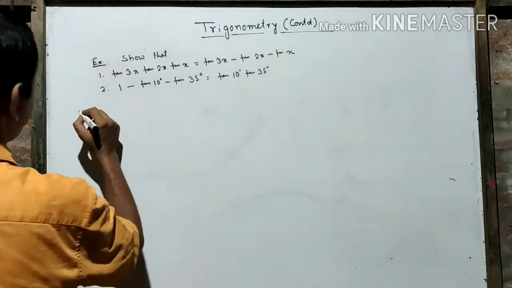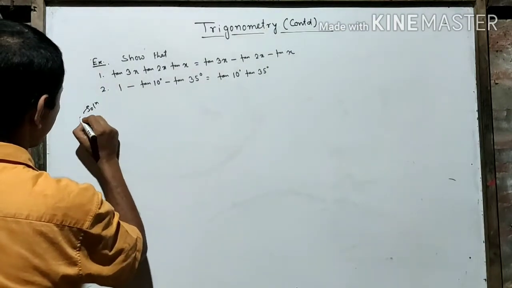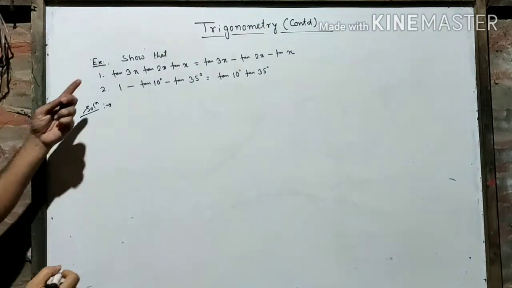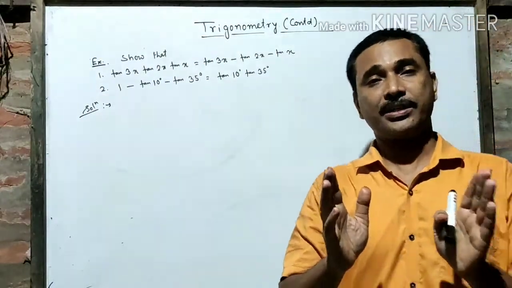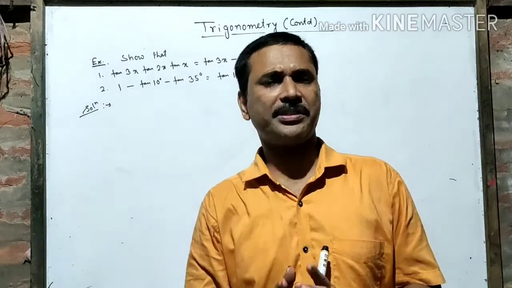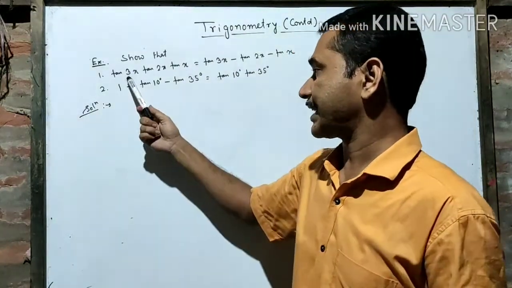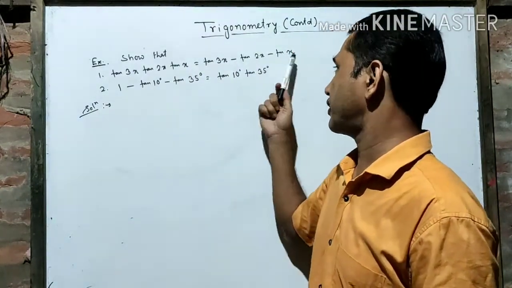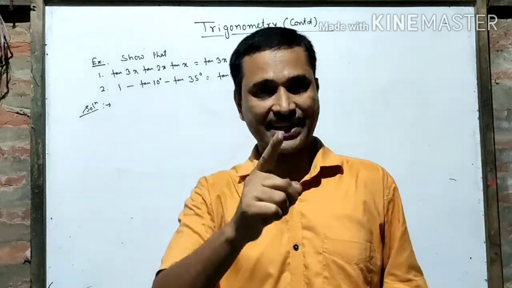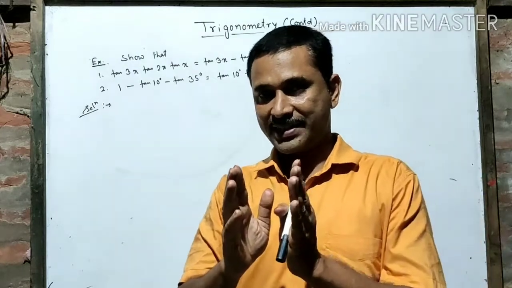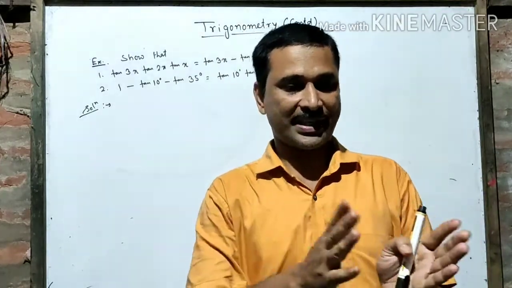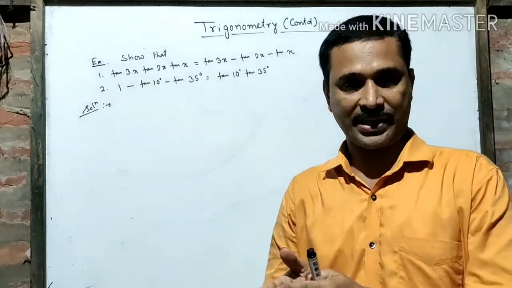So what is the secret behind such type of questions? This is another model type of question. In this type of question, you will always get 3 angles. Here thrice x, twice x, x. There are 3 angles: one is x, one is twice x, one is thrice x. And clearly, one is the sum of the other two. Thrice x equal to x plus twice x.